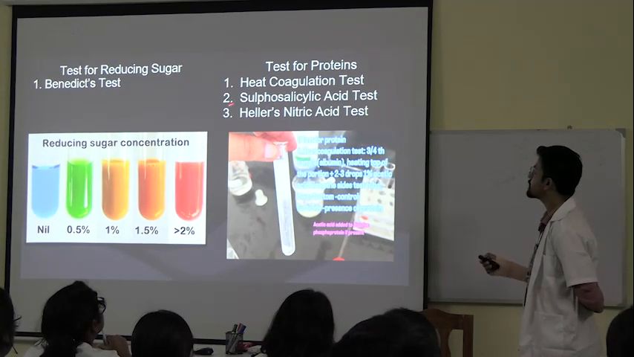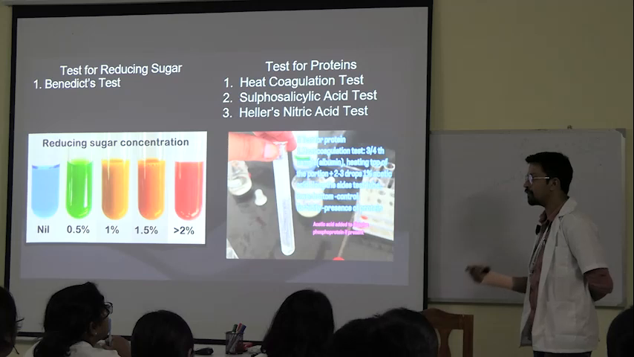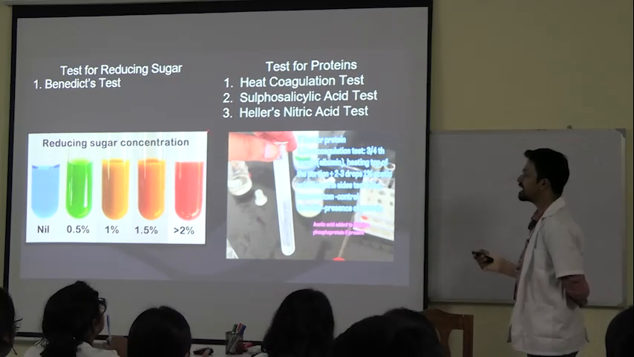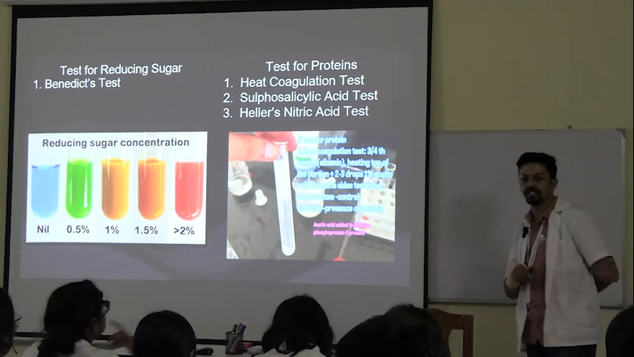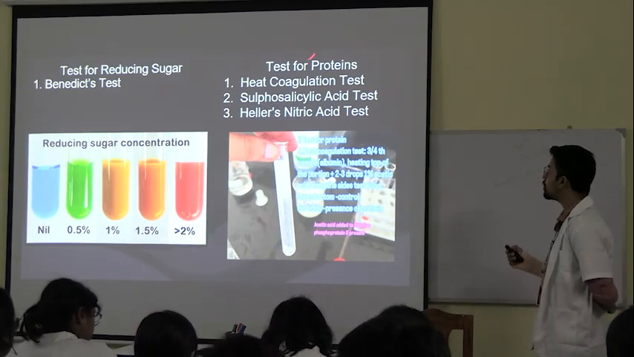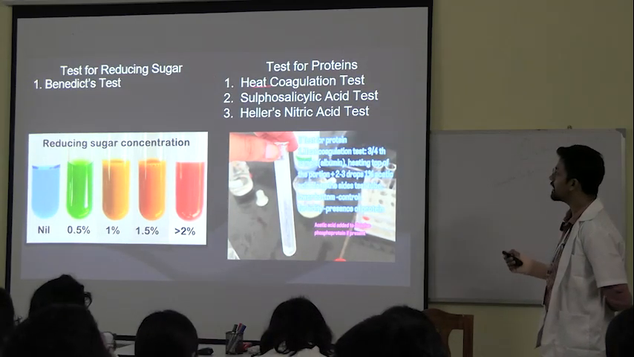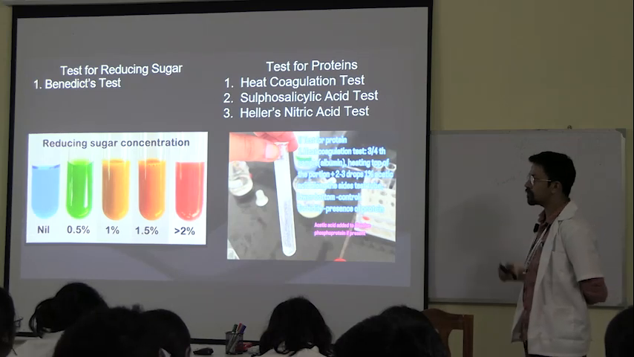Like what is sulfosalicylic acid test used for? To identify what? Protein. Heller's nitric acid test for what? For protein, for diagnosing protein. So these kind of questions can be asked. Don't just depend on only one test like, yeah, we have done heat coagulation test in lab, so the rest of the two are not necessary.